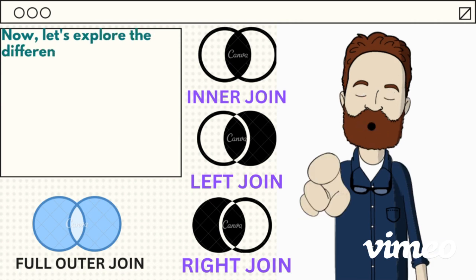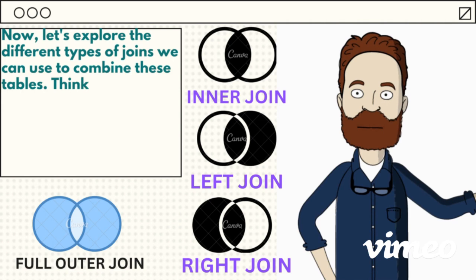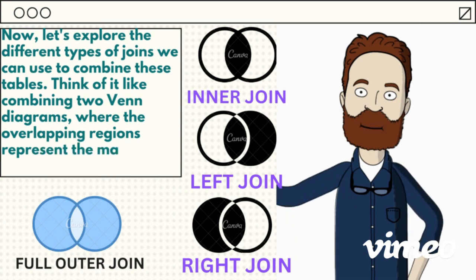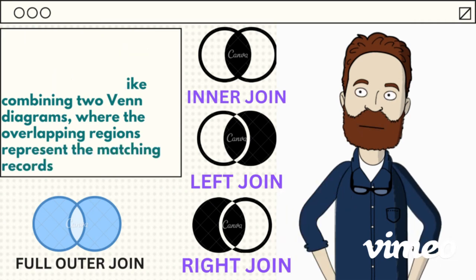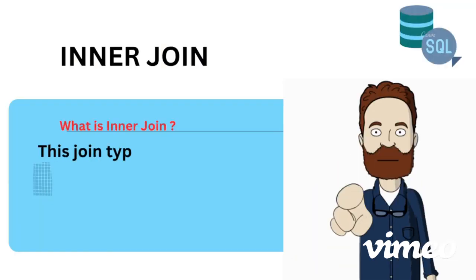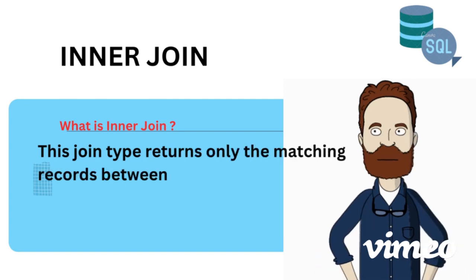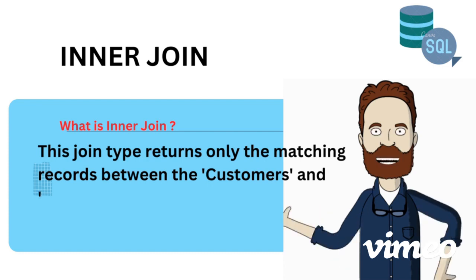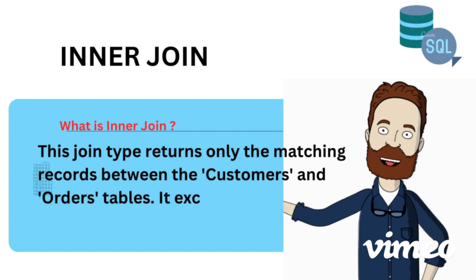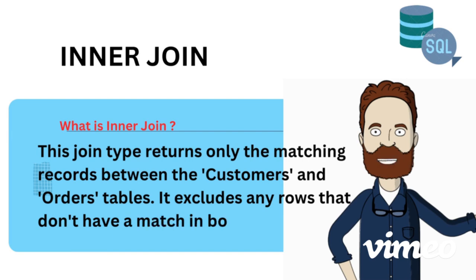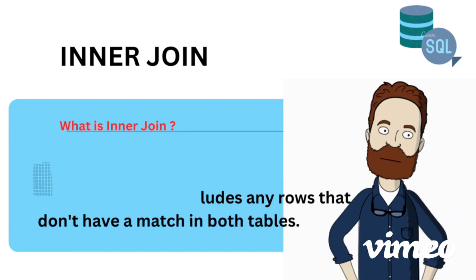Now let us explore the different types of joins we can use to combine these tables. Think of it like combining two Venn diagrams, where the overlapping regions represent the matching records. So first up, we have the inner join. What is inner join? This join type returns only the matching records between the customers and orders tables. It excludes any rows that don't have a match in both tables.